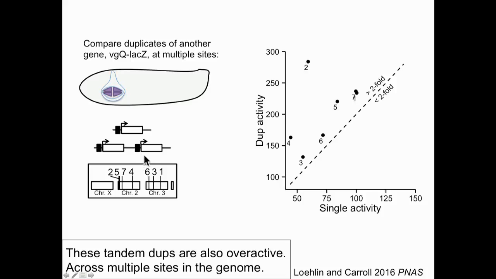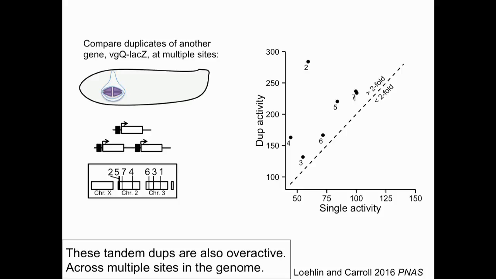And so here's the results of this experiment. This is the activity of the singleton. This is the activity of the duplicate. So at this point, the singleton is giving you about 60. The duplicate's giving you about 130. And the important thing is the dashed line is what a 2-fold difference between singleton and duplicate is. And you can see that all the points are above the line. I will tell you that they're all statistically significantly greater than 2-fold.